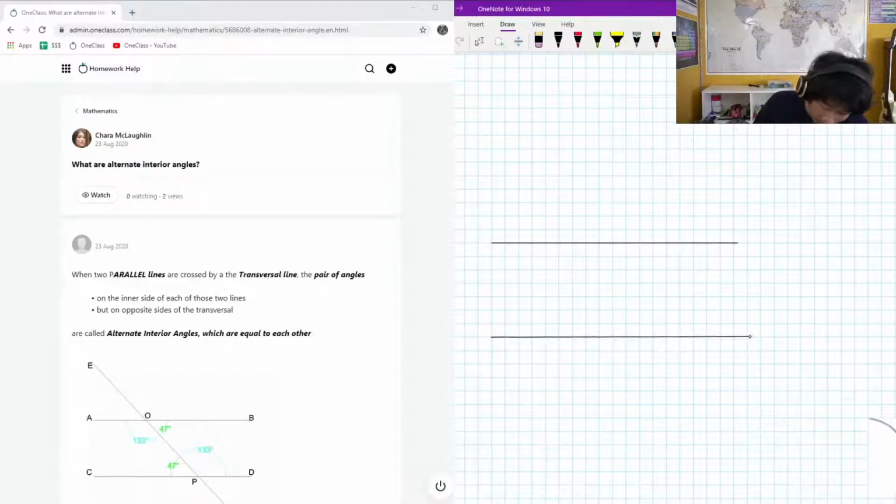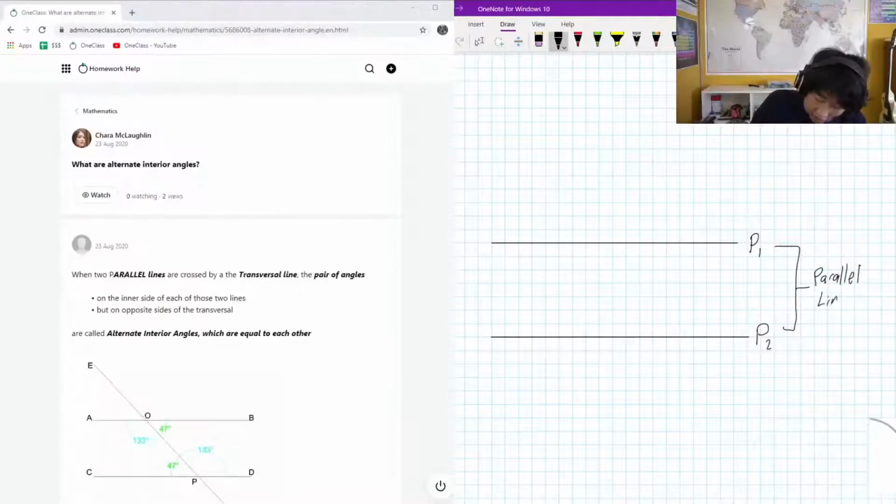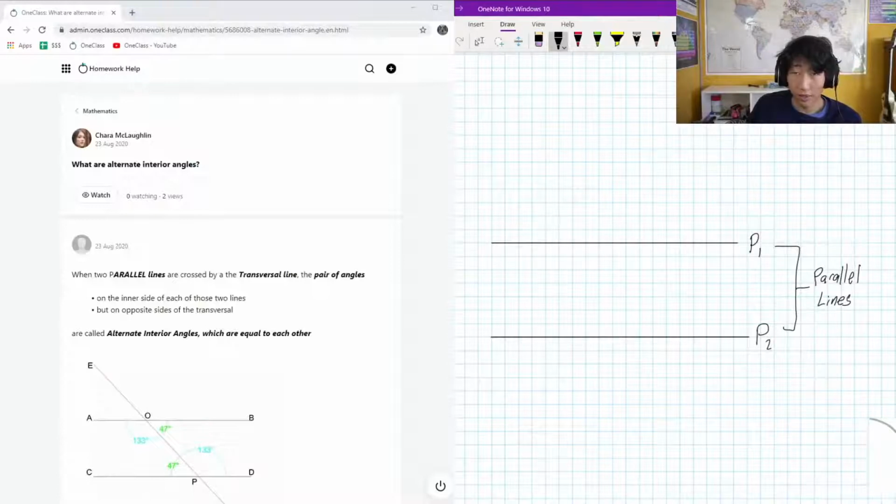Okay, suppose we have two parallel lines. We got P1 and P2. Now these are two parallel partners. The thing with parallel lines is that the angle between them is 0 degrees or 180 degrees or 360 degrees or any factor of those. So they're parallel lines, okay?